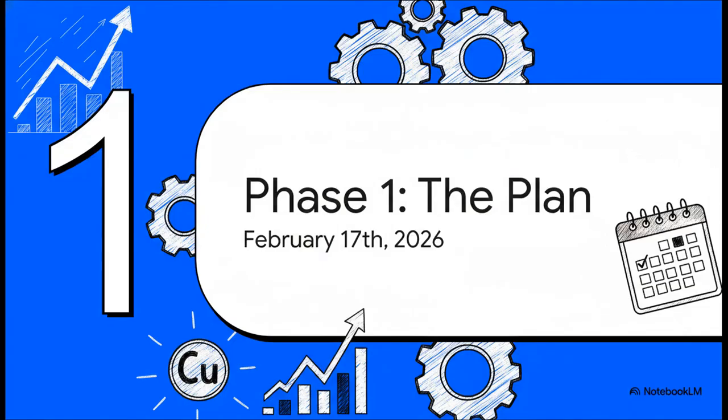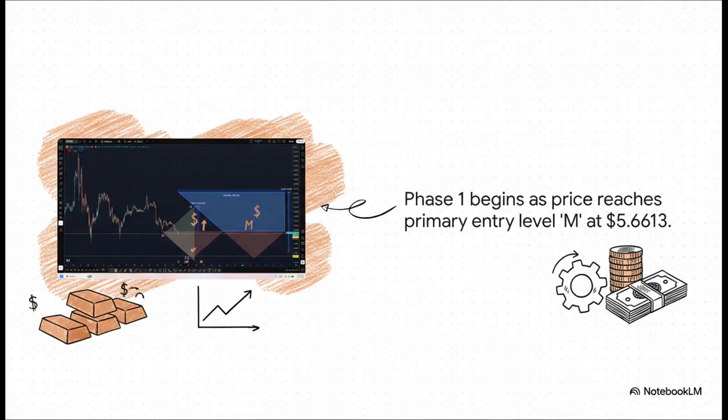So first up, we have phase one, which is all about the plan. This is the foundational stage where the entire setup is laid out. We're looking at February 17th, 2026, when all these key parameters were defined and locked in. And right here on the chart, you can see it. The cycle officially gets underway. The price of copper hits that primary entry level. You'll see it marked with an M, and the price is exactly 5.6613.